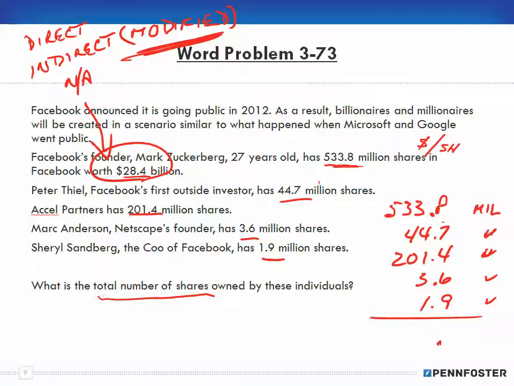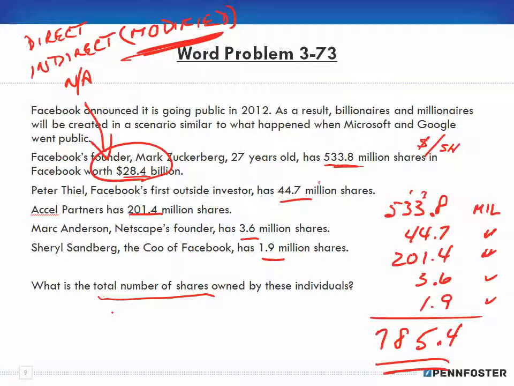So I'm going to add these up. All right, so that's 15, 25, 34, my 3, that's 6, 10, 15, 7, 8, so I end up with 785.4 million shares, based upon what the question was asking, the total number of shares. Okay, and so I hope that sheds a little light. It was a more complicated word problem.